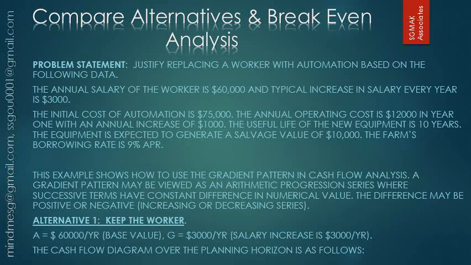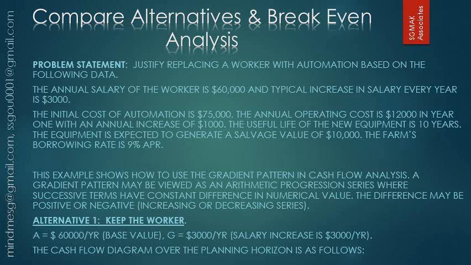So we want to find out, on a planning period of 10 years, whether you should buy the piece of automation or keep doing the current manual work. This example shows how to use a gradient pattern in cash flow analysis. A gradient pattern may be viewed as an arithmetic progression series where successive terms have a constant difference. It increases by a constant amount or decreases by a constant amount.